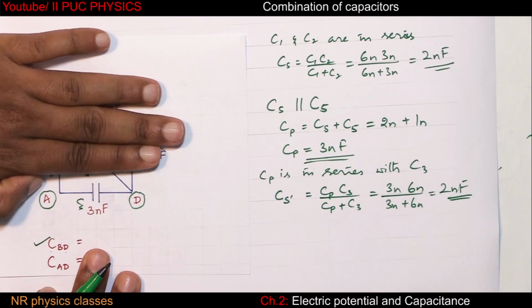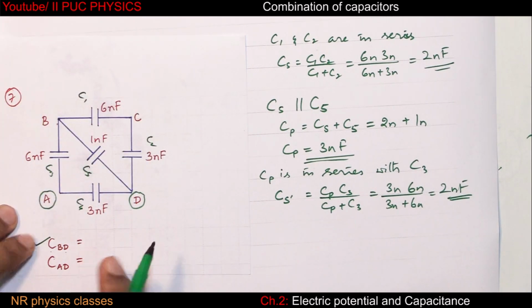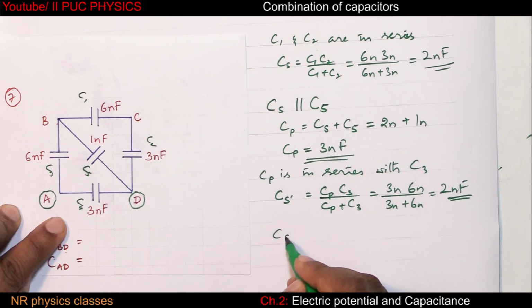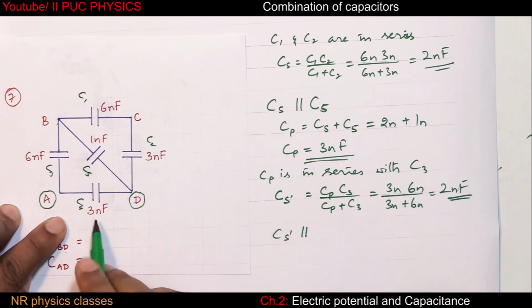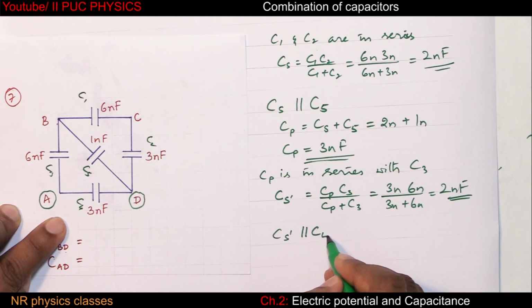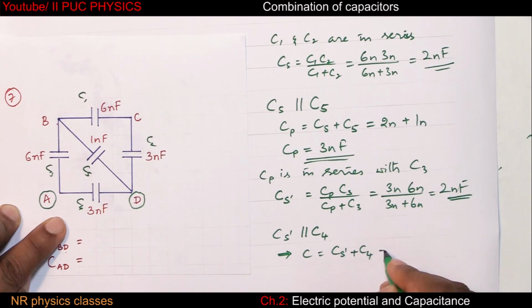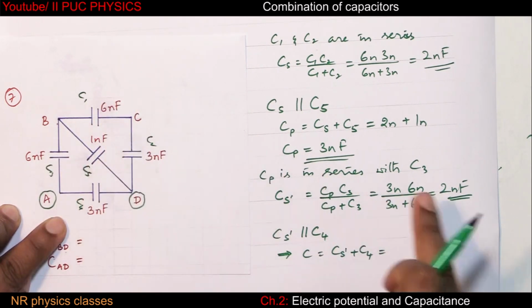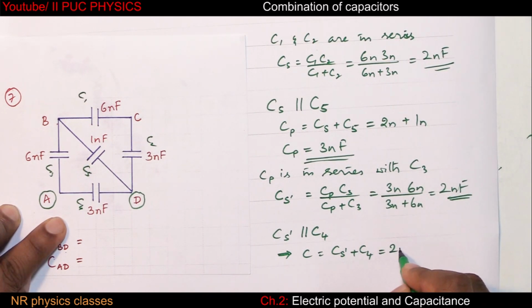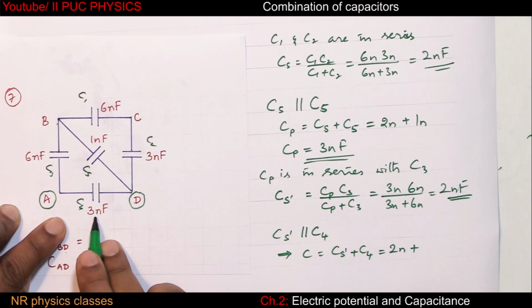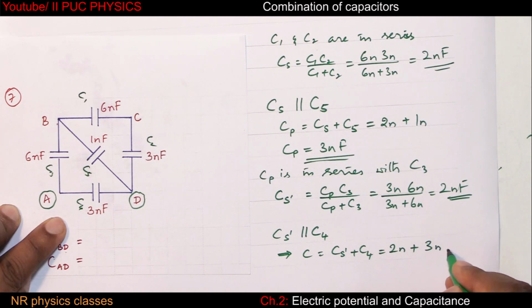This 2 nanofarad is parallel to 3 nanofarad. Therefore, CS dash is parallel to C4, which implies C equals CS dash plus C4. CS dash is 2 nanofarad, 2 nano plus C4, which is 3 nano, equals 5 nanofarad.